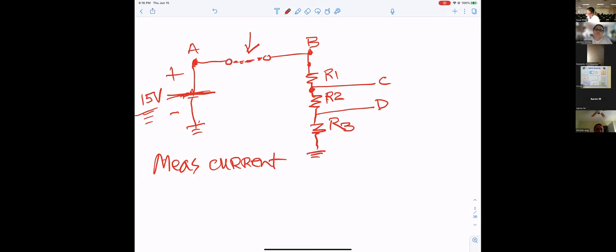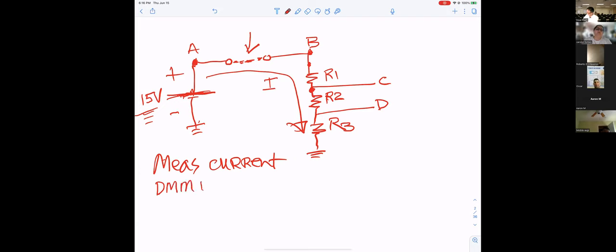So basically, the current will flow this way. Okay, how do we connect the multimeter? You would connect and put the negative on A and the positive on B.